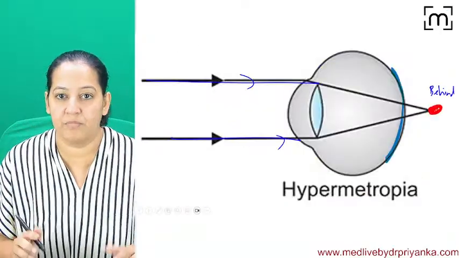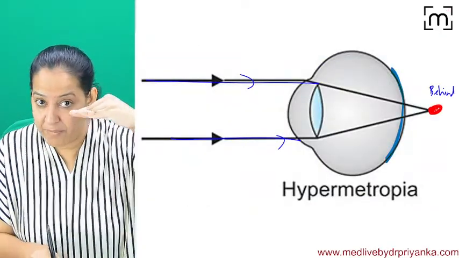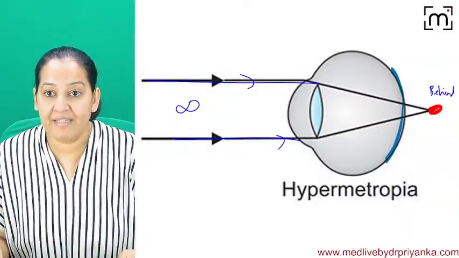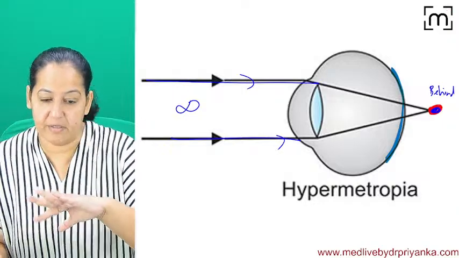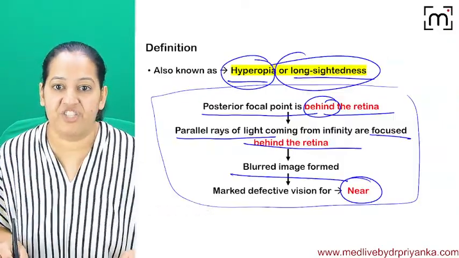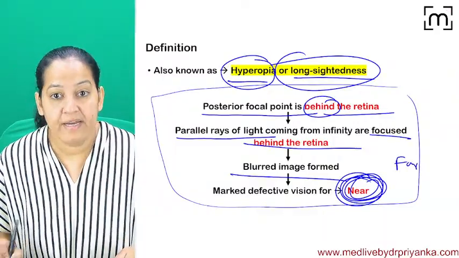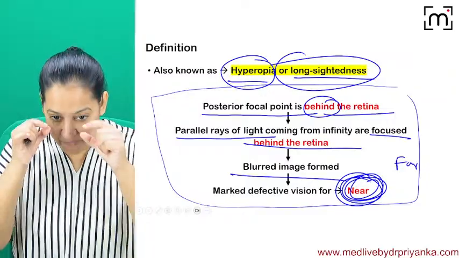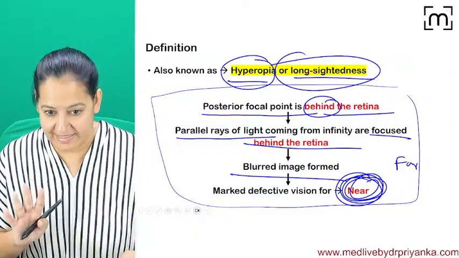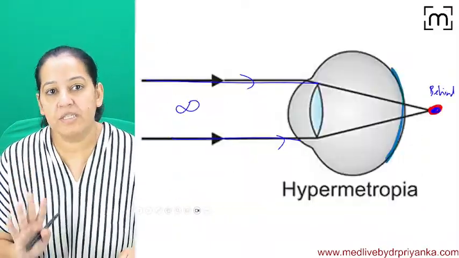So learn the definition in this form. Say the definition of hypermetropia looking at the diagram. When parallel rays are coming from an object from infinity, they focus behind the retina. That is, the focal point is shifted behind the retina. So the image is blurred and there is defective near vision. Far vision is all right. There is no problem in the far vision, there is a problem in near vision. While reading the book, my mother uses glasses, but while watching the cinema, she doesn't. So far vision is normal, but near vision has a defect. This is the definition.